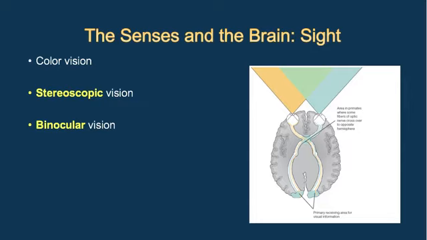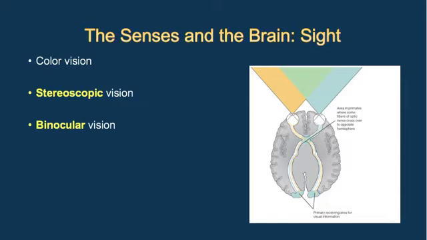Stereoscopic vision describes a type of vision where your brain can register a sense of 3-dimensional shapes. Basically, it gives us a sense of depth perception that other kinds of animals don't have. Now, that stereoscopic vision, that ability to perceive three-dimensional objects, is made possible because we also have something called binocular vision.